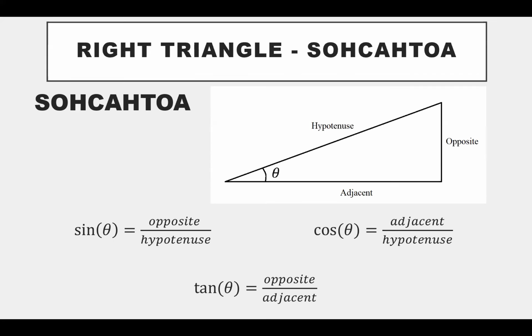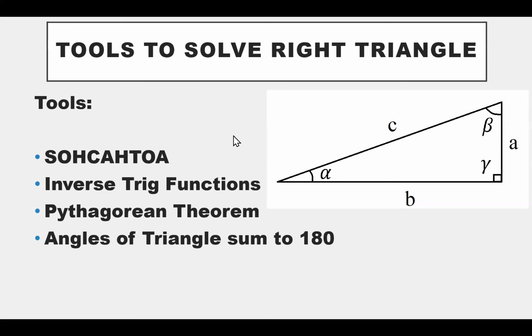The key tool that we had to use in all of these examples was SOHCAHTOA. We also had the other tools. Remember, SOHCAHTOA means sine of theta is opposite over hypotenuse, cosine of theta is adjacent over hypotenuse, and tangent of theta is opposite over adjacent. Knowing SOHCAHTOA and then being able to use the inverse trig functions and then being able to utilize the Pythagorean theorem and utilize the fact that the three angles of a triangle add up to 180 degrees, we can solve the right triangle.